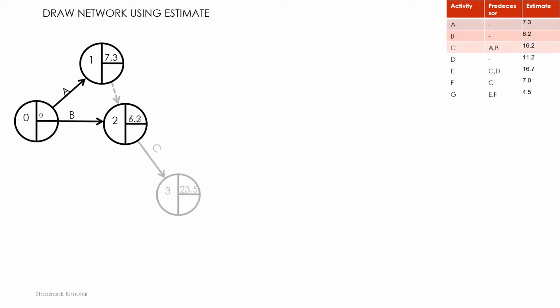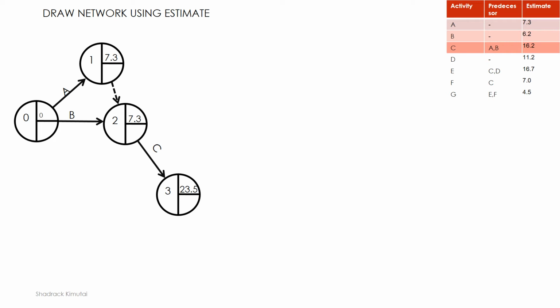Now we have C, and C is a combination of A and B. That means that for C to start, A and B should stop. So if you look at the two together, A takes 7.3, B takes 6.2. So it will mean that for both A and B to give us C, we'll have to wait for A, because A takes a bit longer time.